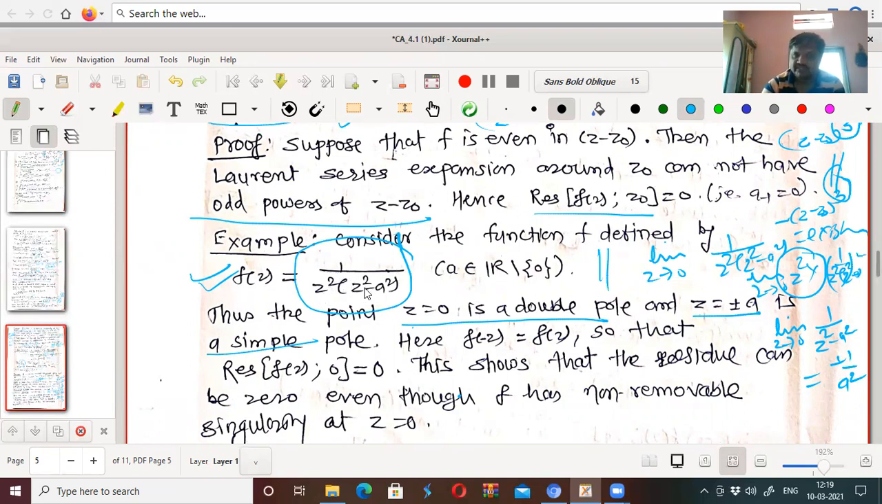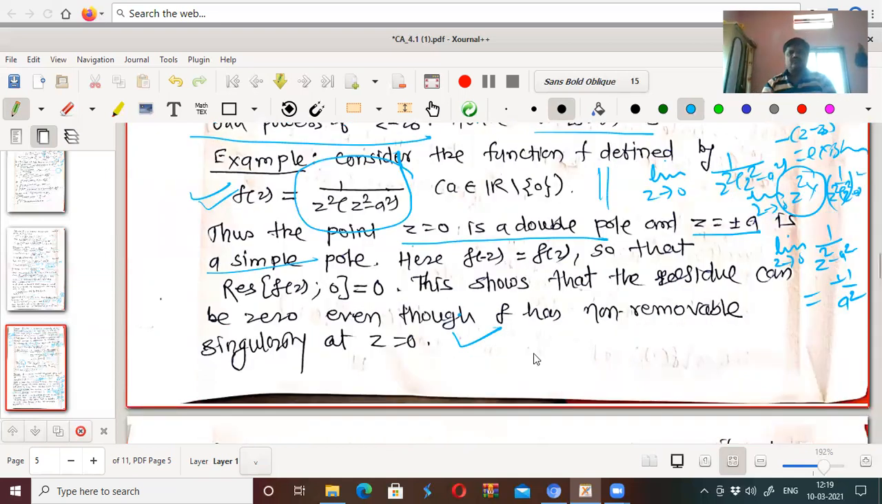Similarly, this function is even in z minus a also. Therefore, this shows that the residue can be 0 even though f has a non-removable singularity. It is not a removable singularity. It is a pole of order 2, and the second is also a simple pole. So the residue of f of z at 0 is 0.